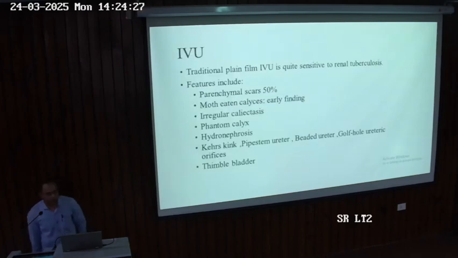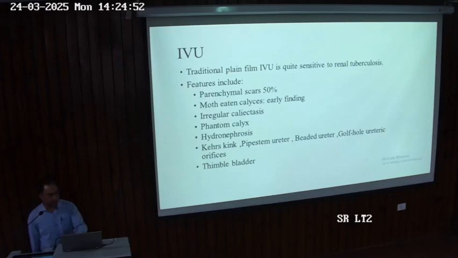So these are the intravenous urogram findings. These are all direct MCQs. The most common earliest finding is moth-eaten calyces, or sometimes fuzzy calyx. If fuzzy calyx is there, the first option will go to fuzzy calyx. If fuzzy calyx is not in the options, then the earliest finding is moth-eaten calyces.